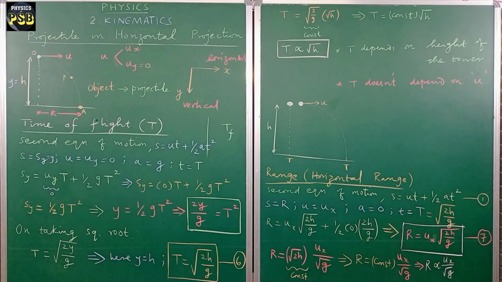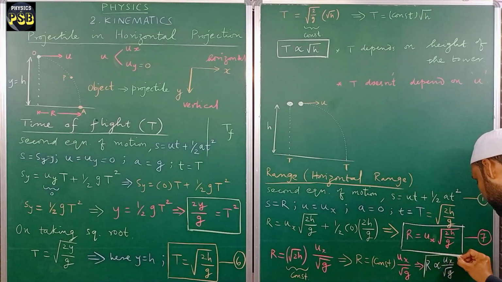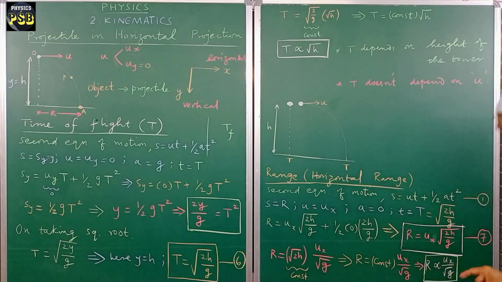Now this clearly shows that R depends on initial velocity and acceleration due to gravity. So I can say R is directly proportional to initial velocity and R is inversely proportional to the acceleration due to gravity. Understood?